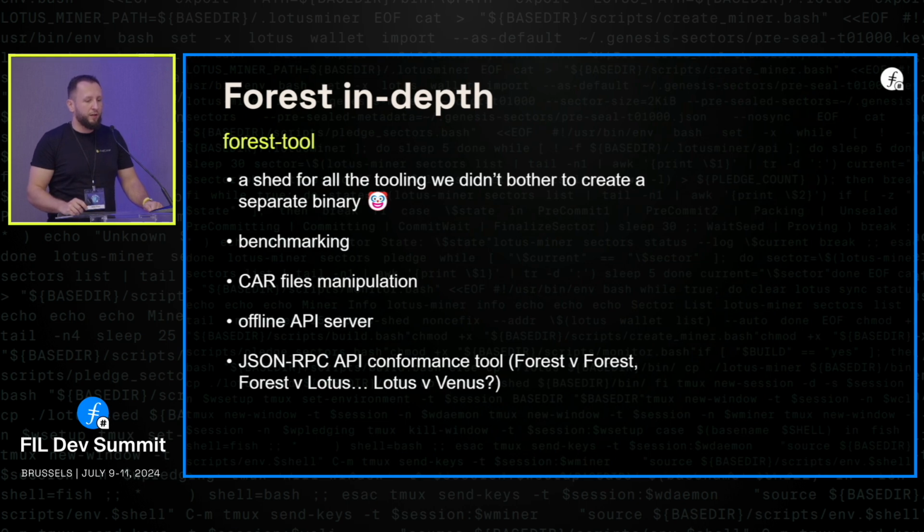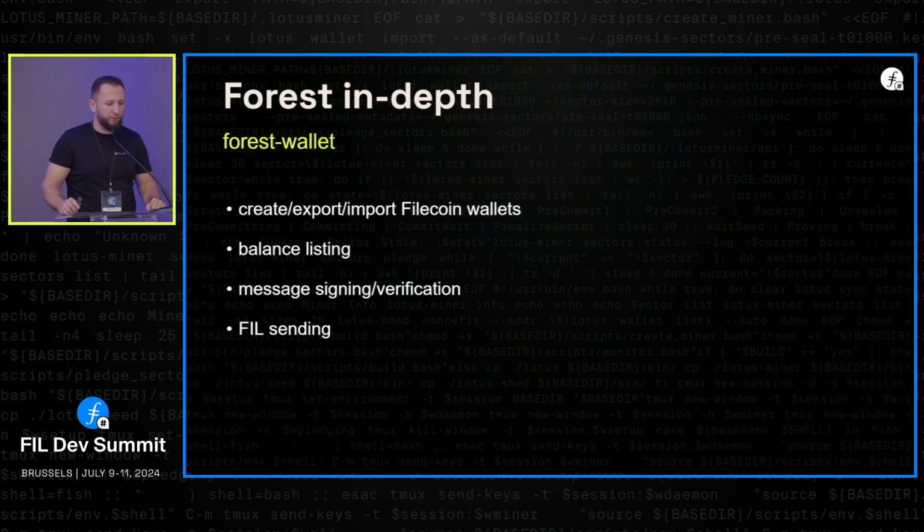There is an offline API server. You can use a set of snapshot files and then serve it to query some historical data, and you wouldn't have to have the overhead of following the chain, of maintaining network connections. It's offline. And there is also a JSON RPC conformance tool that you can use to check the conformance with any other implementation. So it can be: is Forest conformant with Lotus, or is Lotus conformant with Venus? You can do all those kinds of things.